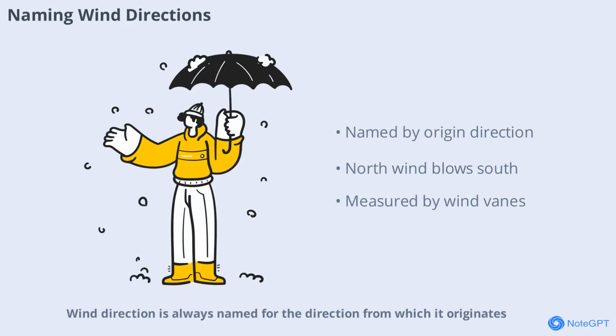Direction is always named for the direction from which it originates. For example, a north wind blows from the north to the south. This convention helps meteorologists, sailors, and pilots communicate clearly about weather conditions. Wind vanes and weather stations are commonly used to measure and report wind direction. By understanding where the wind is coming from, we can make better decisions in agriculture, transportation, and even outdoor activity. Let's now explore the main global wind patterns that shape our climate.